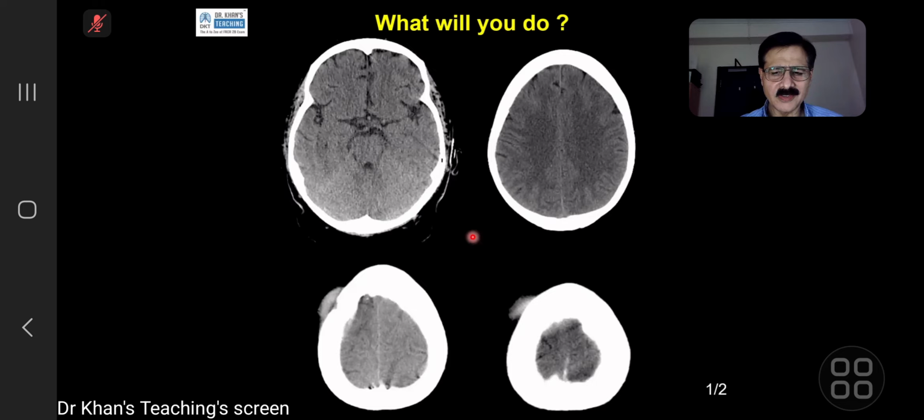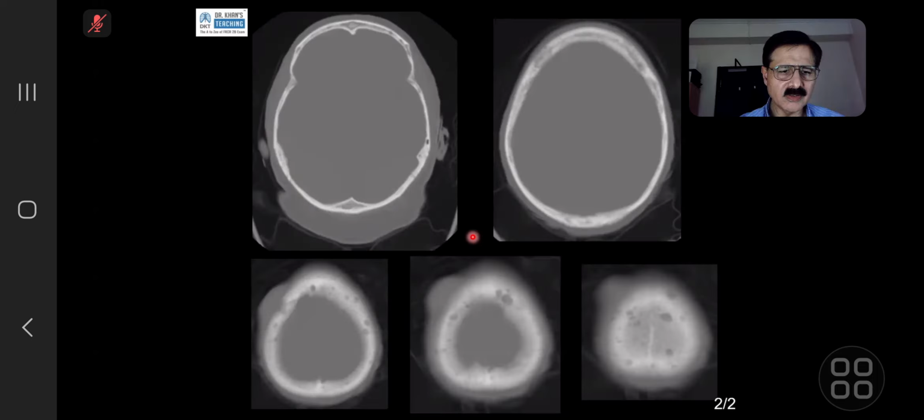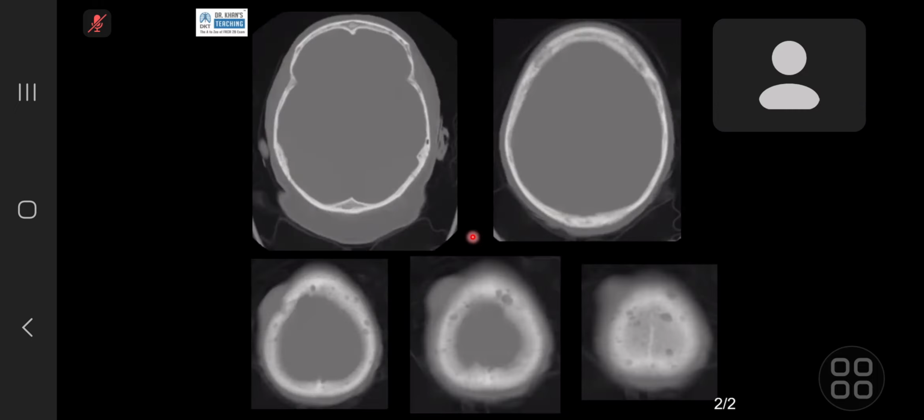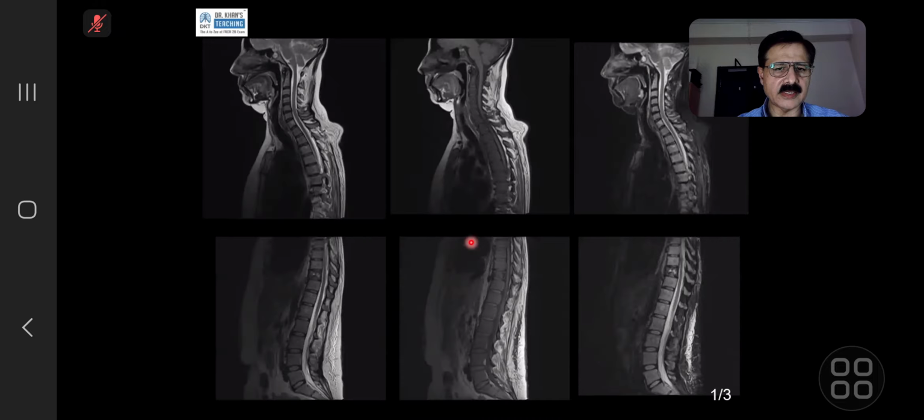Before that, I will do bone window. Yeah, this was simple as that. Yeah, there are multiple lytic lesions noted within the skull itself. Thank you. So it's simple. You know, ask for bone window and the diagnosis is made. This was multiple myeloma, and that is it.